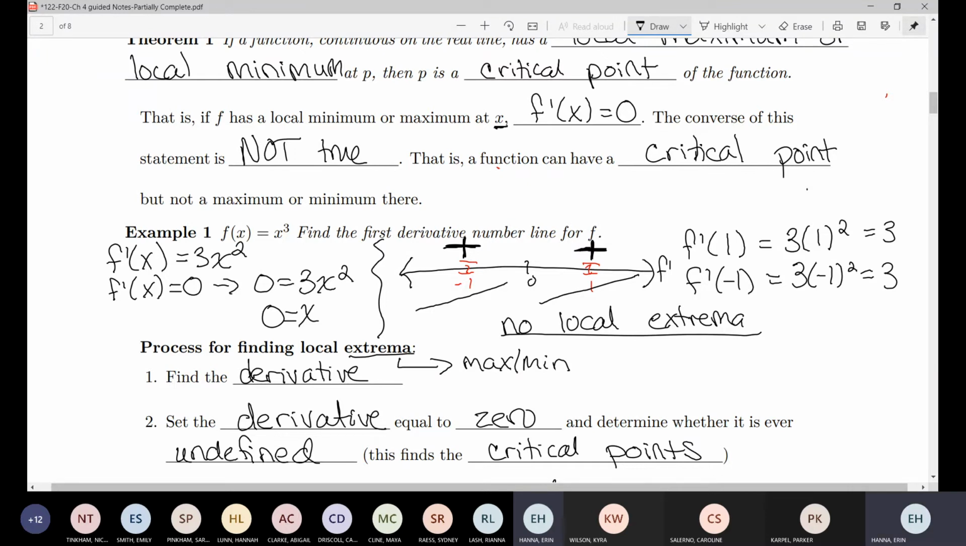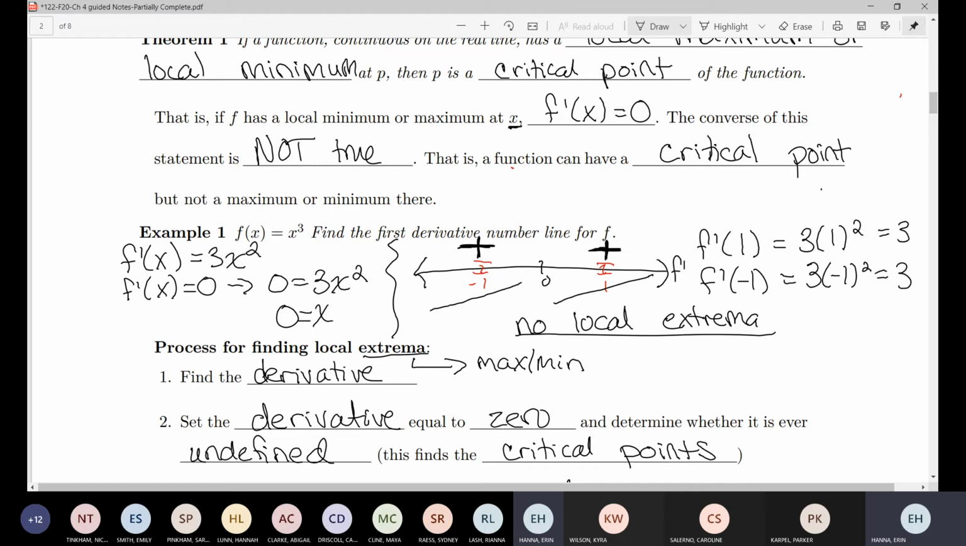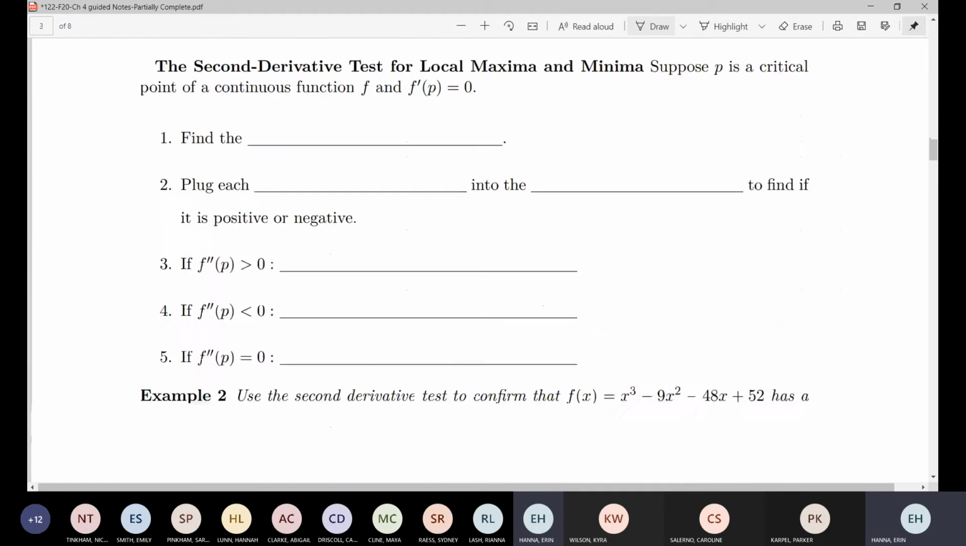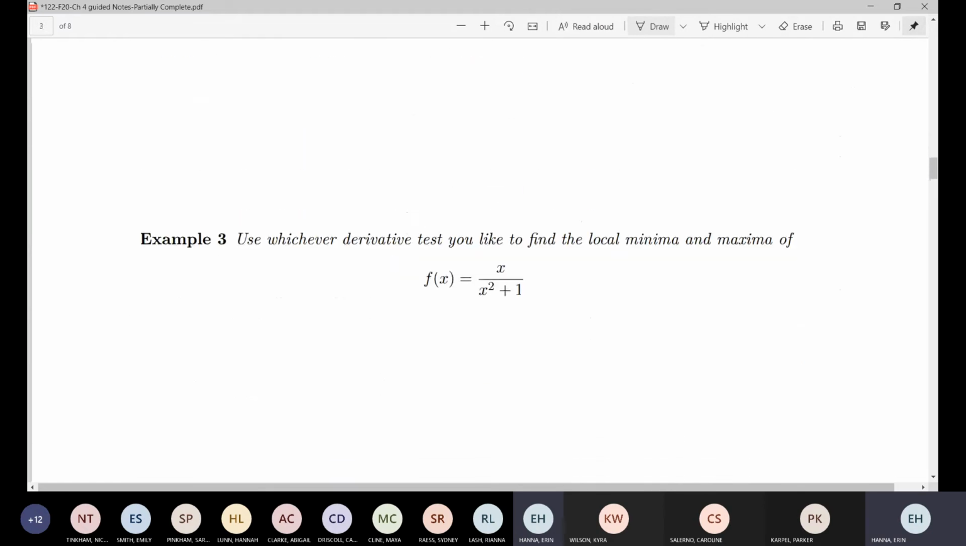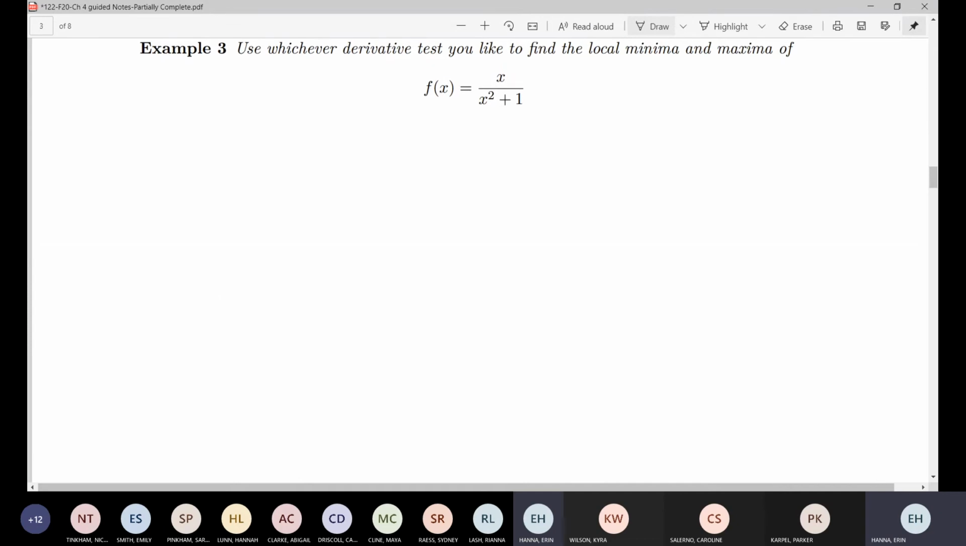Okay, we have time to do one full example, and that'll probably be it. This technically is a full example, but it doesn't feel full because it's a simple equation. Anyway, I should stop using the word simple. We're skipping the second derivative test and jumping down to example 3 if you're following my notes. If you're doing it by hand, it doesn't matter. Use whichever derivative test you like. We only know the first derivative test, so we're using that one to find the local max and min of this function. First thing, find the derivative.